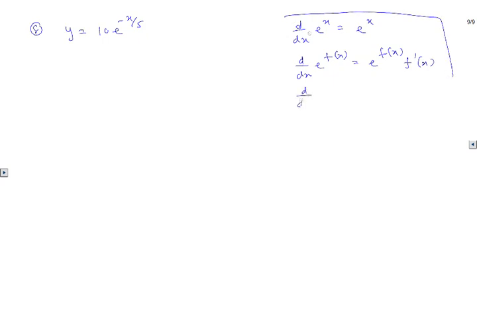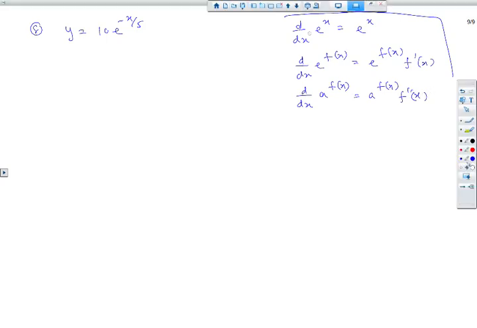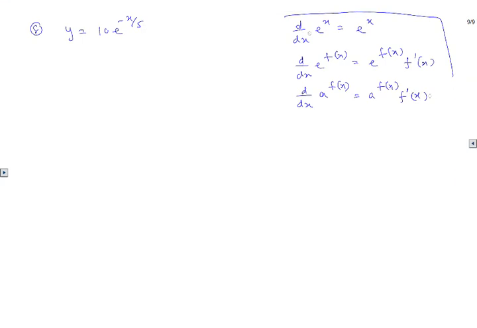And then also if we have a to the f(x), where a is some other base than e, what happens is you have a to the f(x), and you have to multiply by ln a, so that then we have f prime x, and you also have that extra ln a term. That's the extra term coming here if you have a base other than e, because we know that ln e equals 1, so that can go away. So those are 3 formulas related to the exponential function.